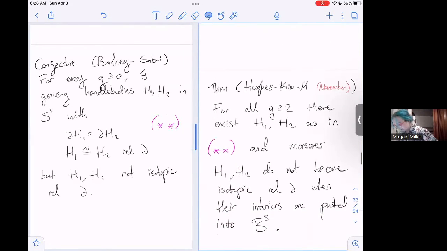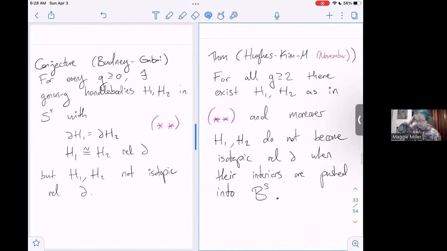So this is what Mark and someone and I proved for genus at least 2. There are handlebodies that satisfy their conjecture. But the weird thing is that our handlebodies don't become isotopic even when you push their interiors into B5, which was not what happened with the three balls. They're constructed in very different ways.